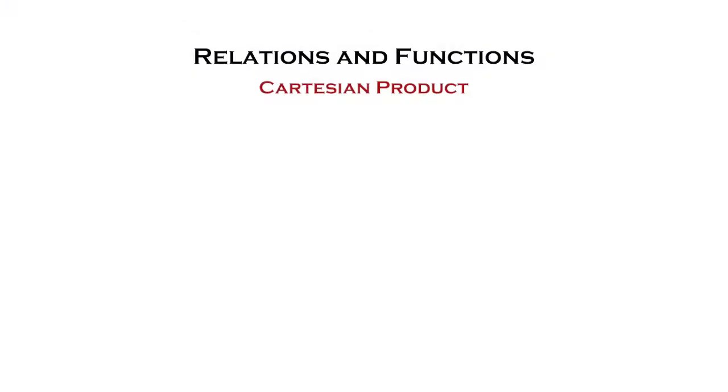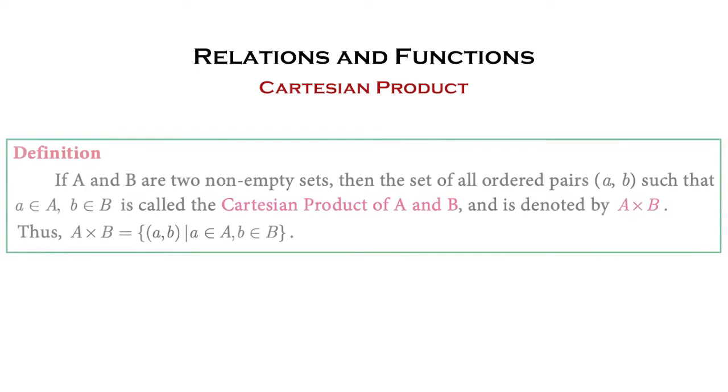Let's see the definition of Cartesian product. If A and B are two non-empty sets, then the set of all ordered pairs (a, b) such that small a belongs to capital A and small b belongs to capital B is called the Cartesian product of A and B and is denoted by A cross B. Thus, A cross B is equal to the set of ordered pairs (a, b) where small a belongs to capital A and small b belongs to capital B.